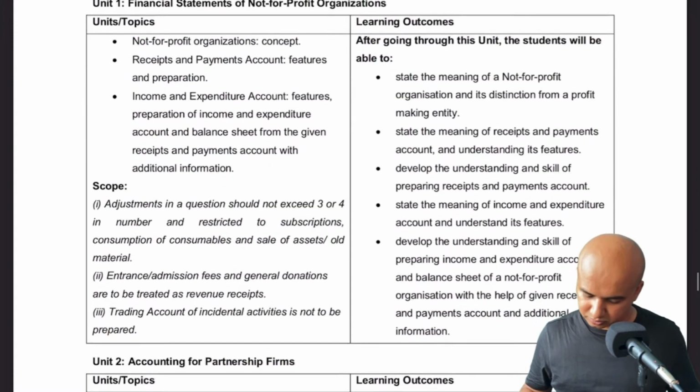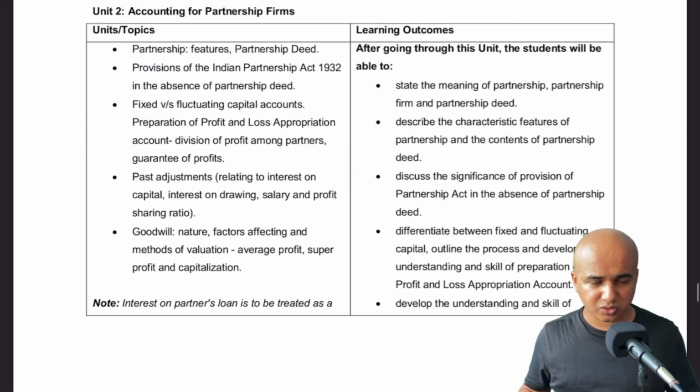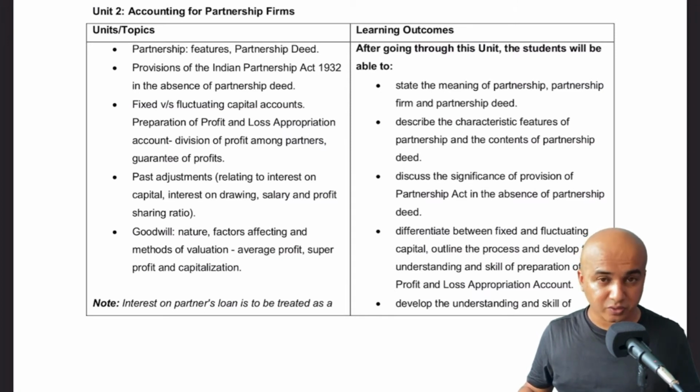Next we have the most important chapter in the entire syllabus. Why I say most important chapter in the entire syllabus? For the simple reason that out of 80 marks which is there for theory, 30 marks comes from this chapter alone, that is accounting for partnership firms. There are various subdivisions of course, and each of those subdivisions are as important as the other.